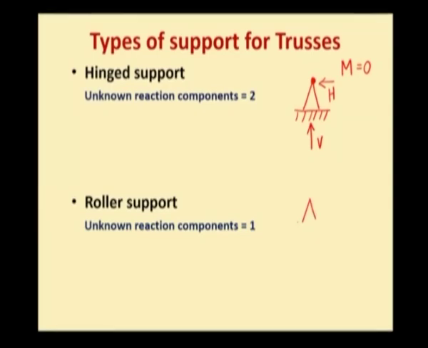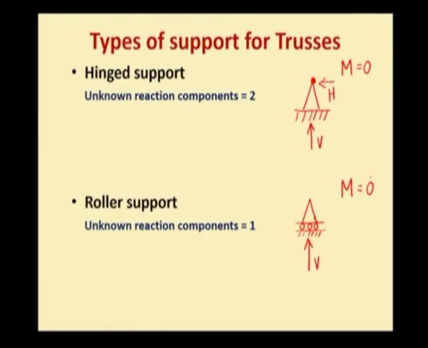The final support is roller support. Roller support will be indicated by a triangle resting on rollers. For such kind of support, roller support, there will be only one reaction component, which will be the vertical reaction component V. This roller support allows rotation, and hence moment will be 0. Also, this roller support allows horizontal displacement.